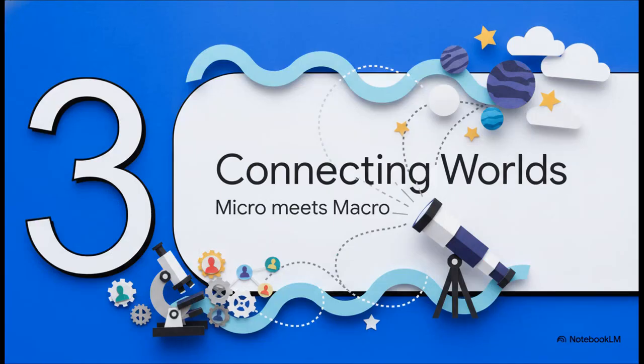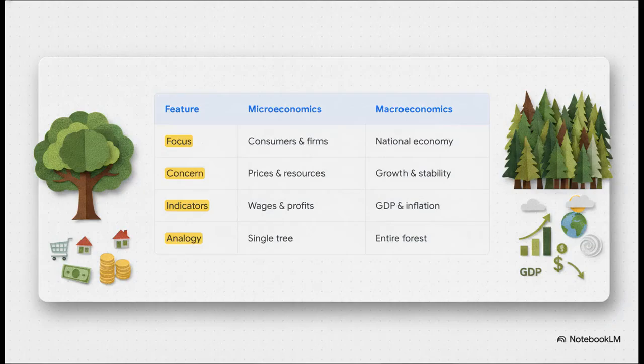Part 3, Connecting the two worlds. So seeing these side by side makes it incredibly easy to keep them straight, right? They aren't totally distinct, but they perfectly mirror each other. Micro is all about consumers and specific markets, trying to figure out how resources are allocated using indicators like your wages or a company's profits. Macro, on the flip side, is all about national performance and global stability, relying on big data like GDP and national inflation. It's the micro-level tree versus the macro-level forest.